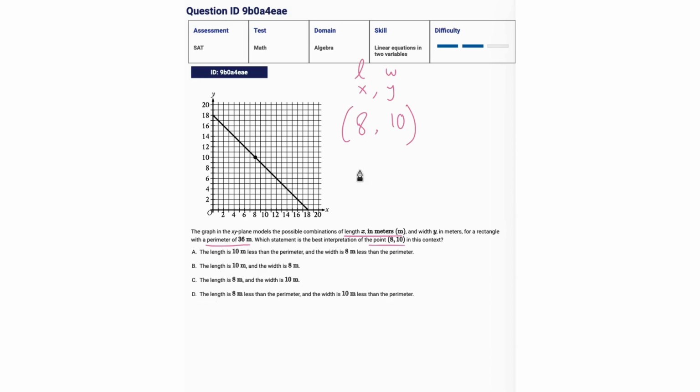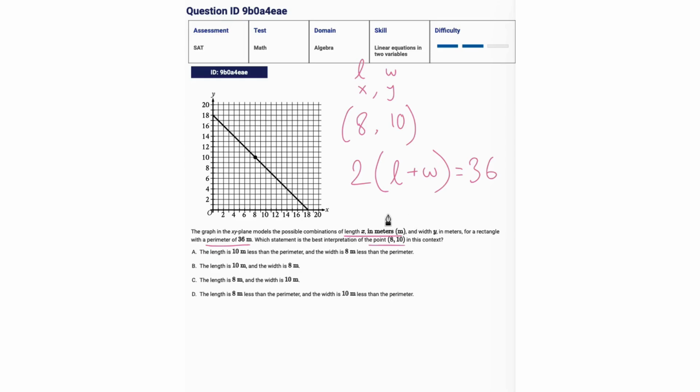If you want to know the perimeter of a rectangle, it's 2 times L plus W. They said that the perimeter of this rectangle is 36, and what they're basically saying is that they have made an equation here. If you substitute L and W with x and y, you would get such a line in a graph. I'll show you that when we solve using Desmos.